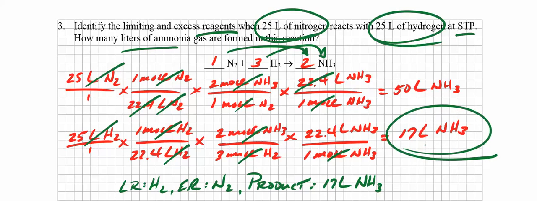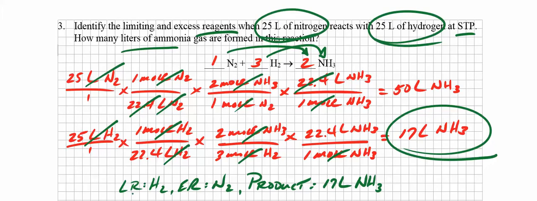And so the amount of product that I will have is 17 liters. If I want to know the limiting reactant, I'll go back from here, that 17 liters of ammonia, the lesser of these two. I'm going to go back to hydrogen. So the limiting reactant is hydrogen gas. The other one, the nitrogen gas, is the excess reagent, and I'll label that ER.